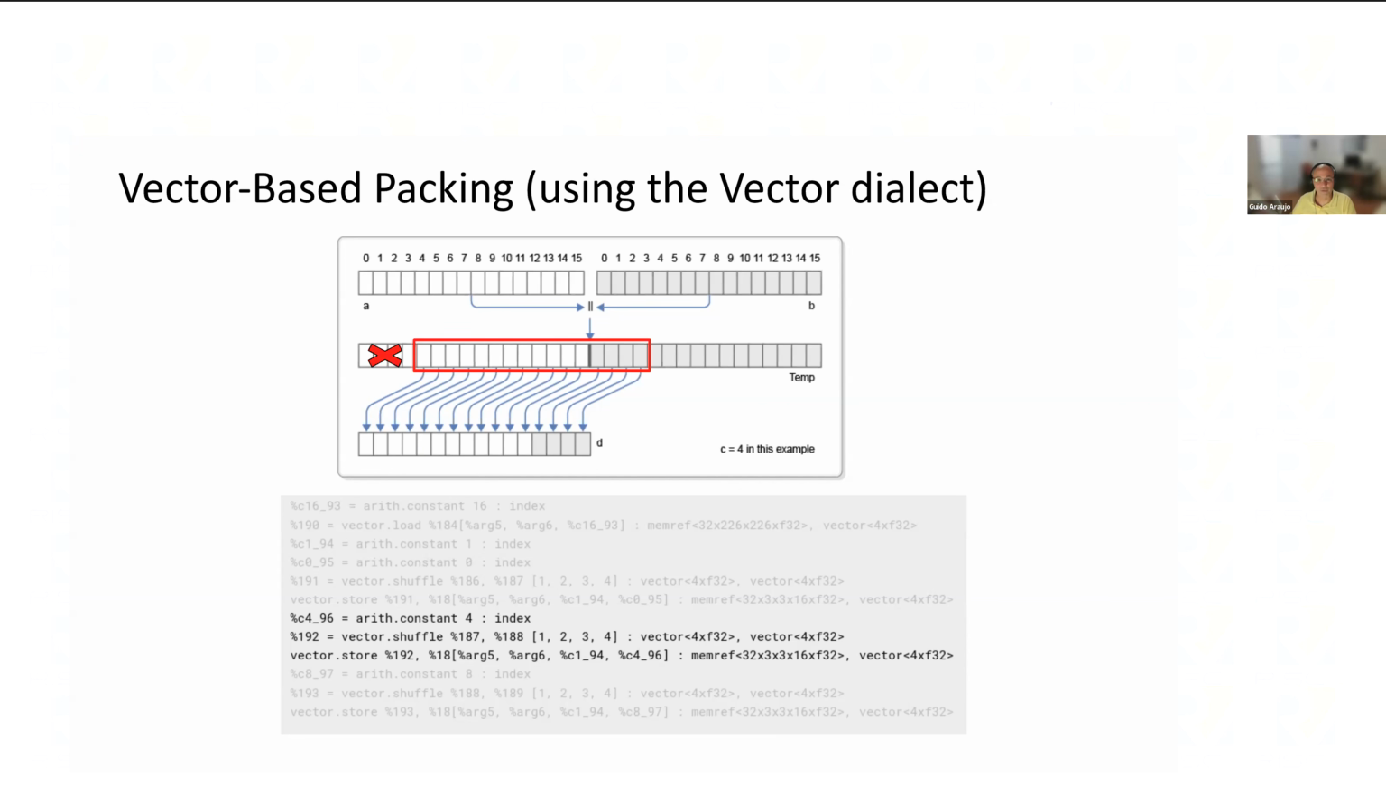It's very expensive, right? But how do we do that in the compiler? We actually use the vector extension. There's a vector extension in MLIR, and we could design the vector shuffle instruction in MLIR to do that. That's exactly what we did for the packing. It's a technique that we call VBP, for vector-based packing.